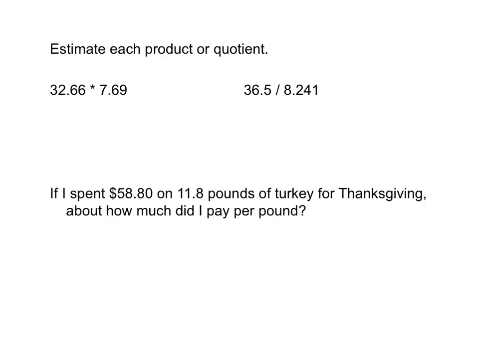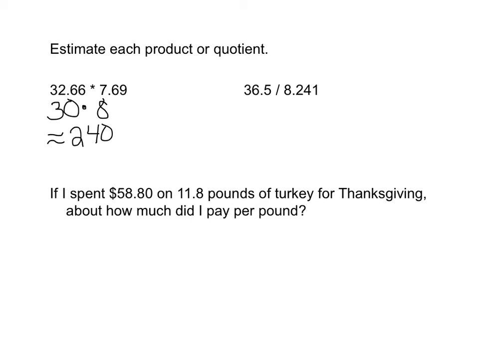So what do compatible numbers look like when we are actually solving a problem? So here we want to estimate each product or quotient. So 32 and 66 hundredths. Remember, I want to round to something that's easy to work with for multiplying. So I'm just going to round that to 30, because 32 and 66 hundredths would be about 30. 7 and 69 hundredths would be about 8. So here we can multiply 30 times 8, which would give us about 240 as an answer.